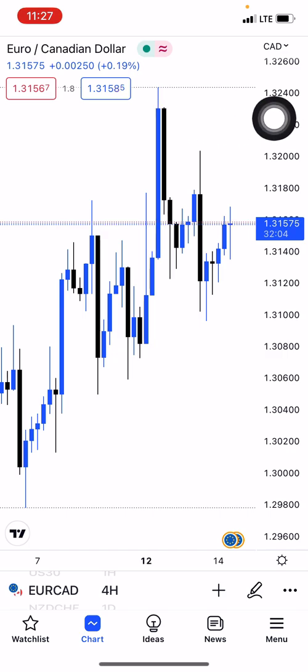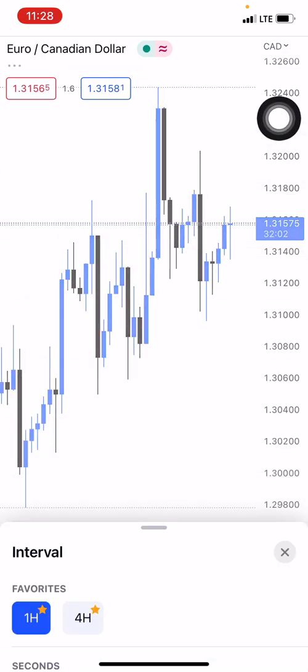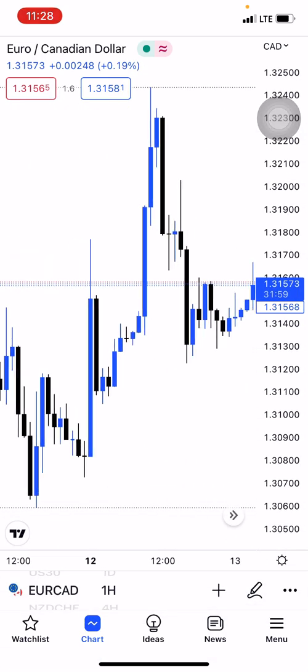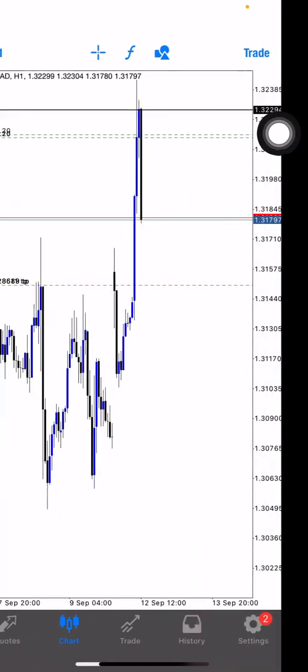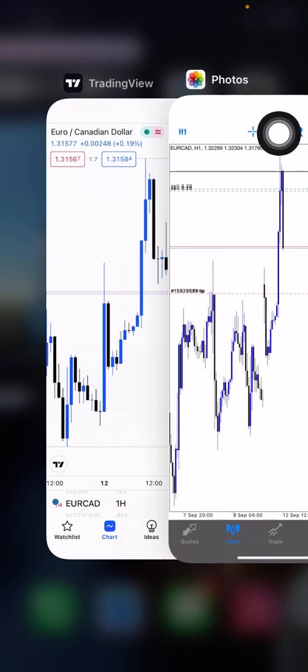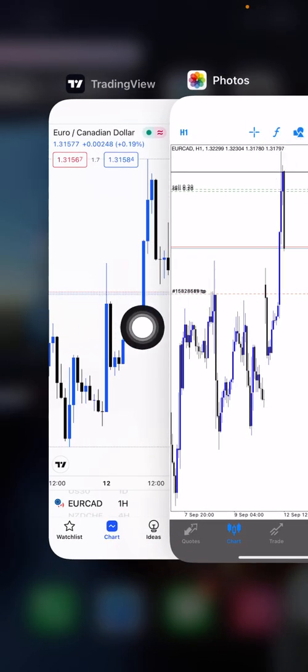This is where I took my trade. So when I go to the 1-hour time frame, you can see properly where I took my trade. So this was the trade here. I took my trade here. You can even see it's clearly the same as this one. As you can see, this and this, they're the same. You can see I took my trade up here.